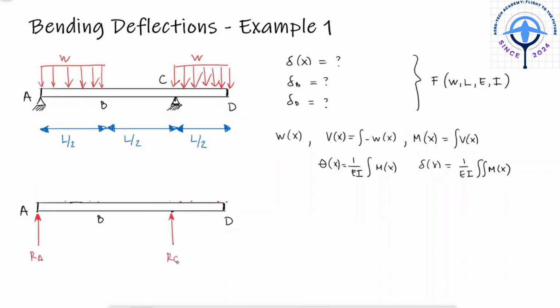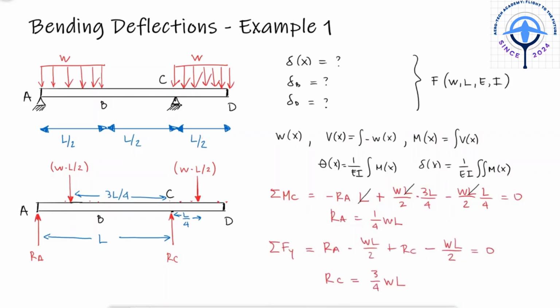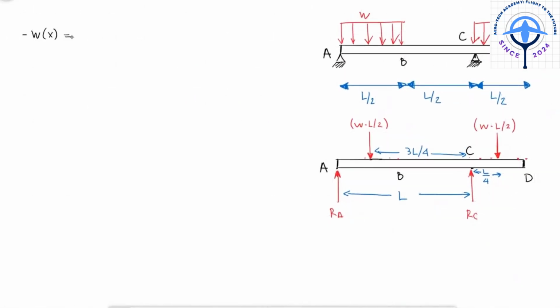Even though it's not necessary to transform distributed loads into point loads to draw a free body diagram of the beam, we'll do it in this first example so that the sum of moments and the sum of forces in the y direction are easier to write. The distributed load equation w(x) has a minus W from 0 to L over 2 and another minus W from L to 3L over 2.